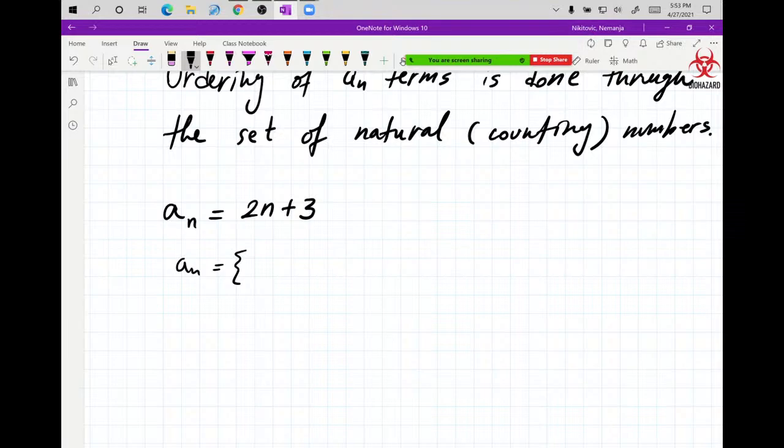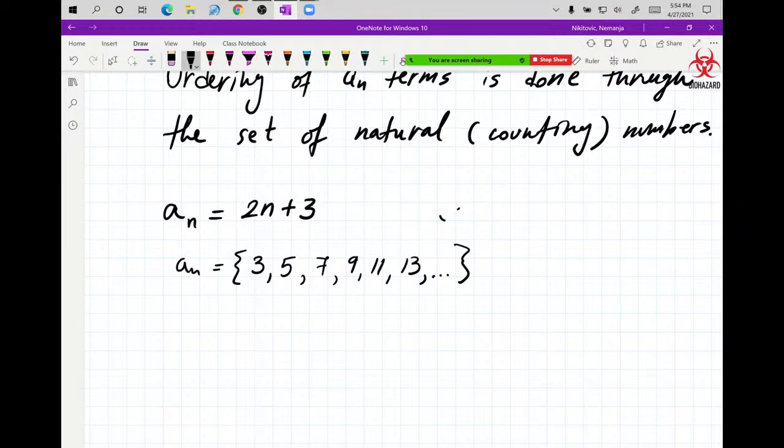So this sequence can have the following values. We can say when n is equal to 0 it is 3. When n is equal to 1 it is 5. When n is equal to 2 it is 7. And then you can see that it picks up and it's just all odd numbers. Now it started at 3 because I did plus 3. If I did plus 1, it would start at 1.